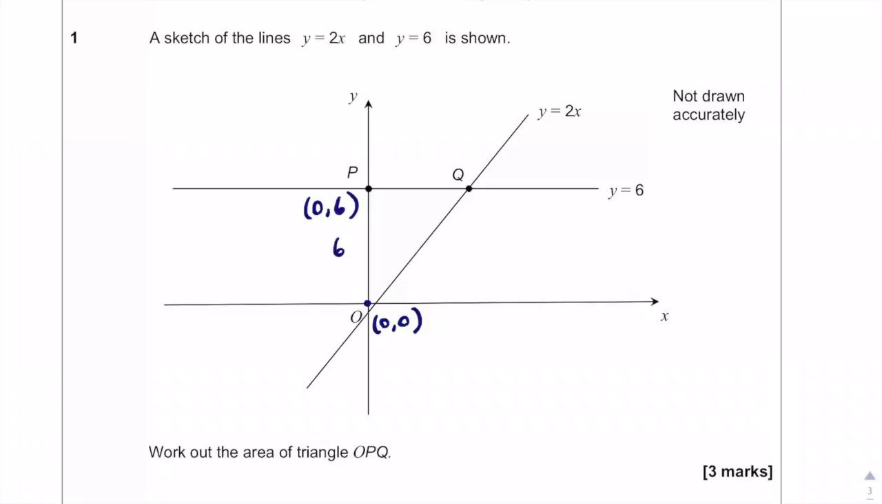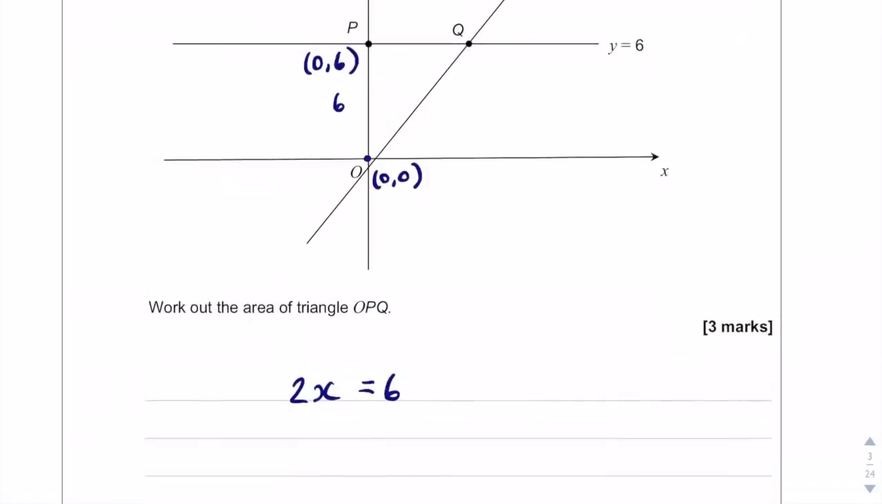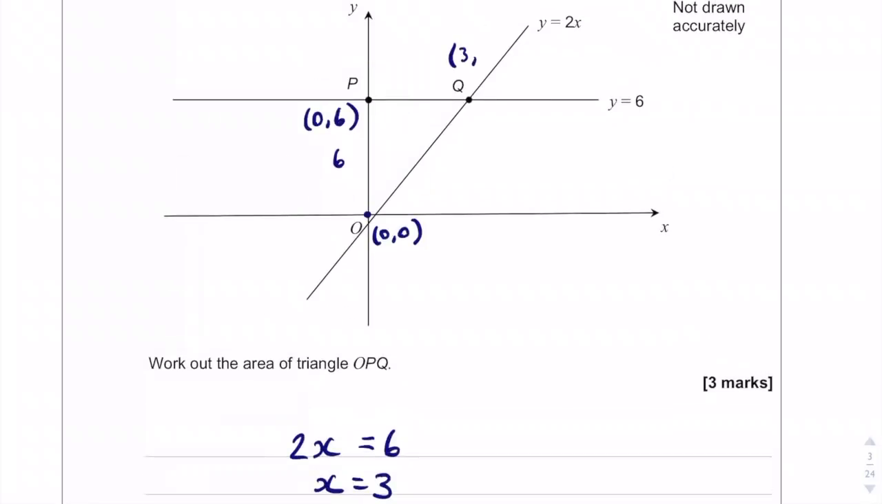And to work out coordinate Q, this is basically the point at which the line y equals 2x and y equals 6 intersect. So what we can do is make these two equations equal to each other. So we get 2x equals 6, and then we can solve for x. So x is 3. So we know it's 3 units along. And then of course, because the point is on the line y equals 6, our y coordinate must be 6. So the length from the coordinate P to Q is 3 units.